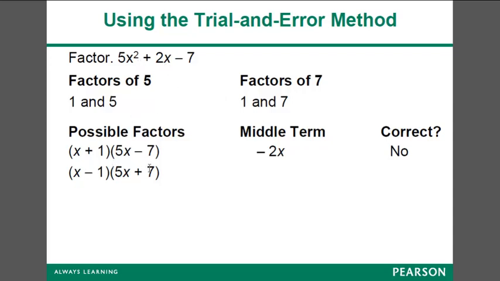Here I have x times 7, which gives me a positive 7x. Negative 1 times 5x, which is a negative 5x. Positive 7x minus 5x gives me a positive 2x. This is the correct one that I'm looking for. So my factored form of 5x squared plus 2x minus 7 will be x minus 1 times 5x plus 7.